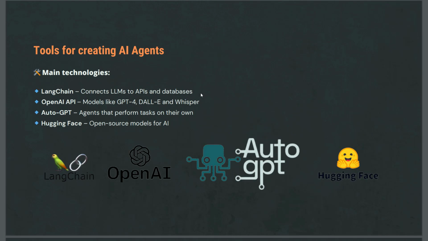There are a lot of tools that people nowadays use to create AI agents. For example, the main ones people have been using are LangChain, the OpenAI API, even AutoGPT and Hugging Face. But as I said, in the beginning we are not going to use these ones, because I want you guys to learn how you can create it by using pure Python, from scratch.